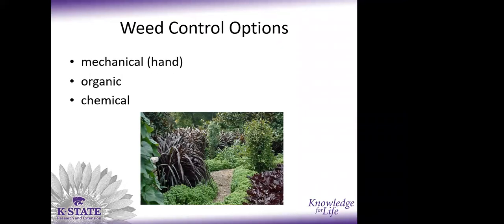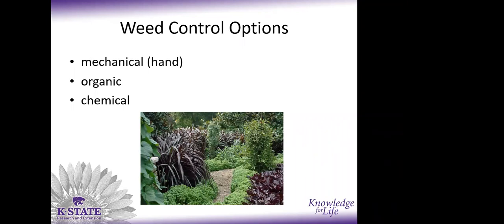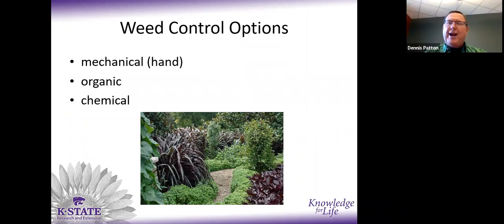Okay. So when it gets to our weed control options, it really basically boils down to three groups or three potential methods that people like to use. Mechanical, that's a great word for hand weeding. Organic, which of course are products that are derived from naturally organic materials. And then there's chemical methods also, which of course are man-made products.